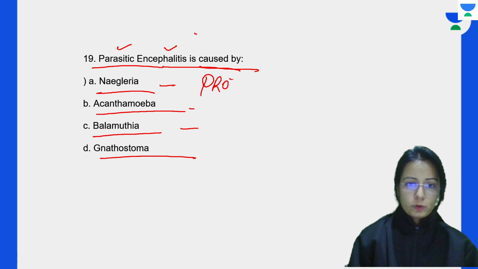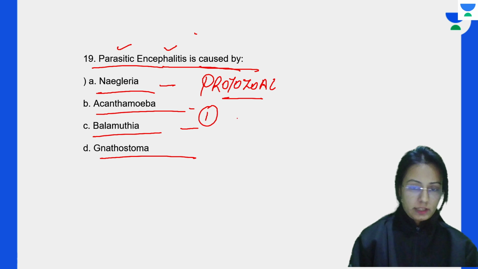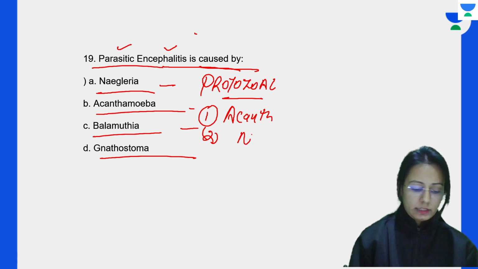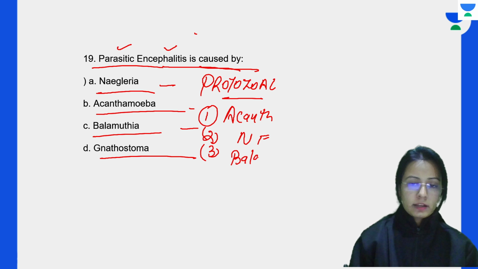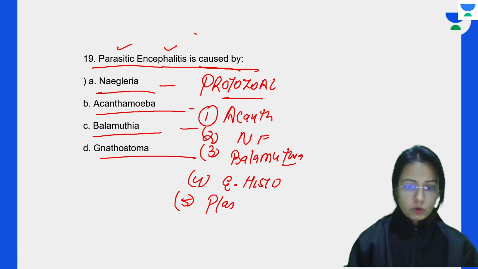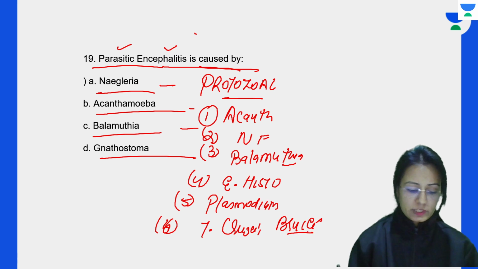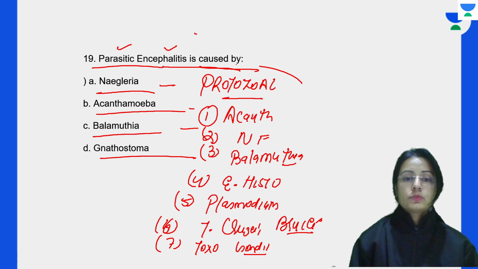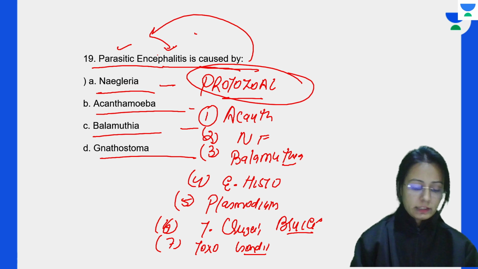So we have the protozoal parasites that are involved, the free living ones. We have already seen Acanthamoeba. Then we have Naegleria fowleri, then Balamuthia, and Entamoeba histolytica, which can also involve the brain. And we have Plasmodium, then Trypanosoma cruzi and Trypanosoma brucei, and Toxoplasma gondii. So these are the protozoa that are responsible for causing encephalitis.